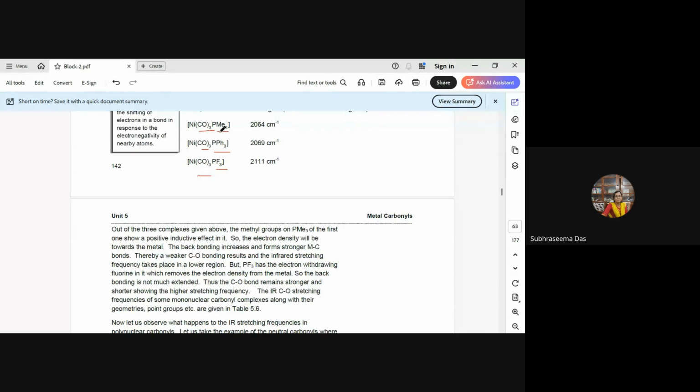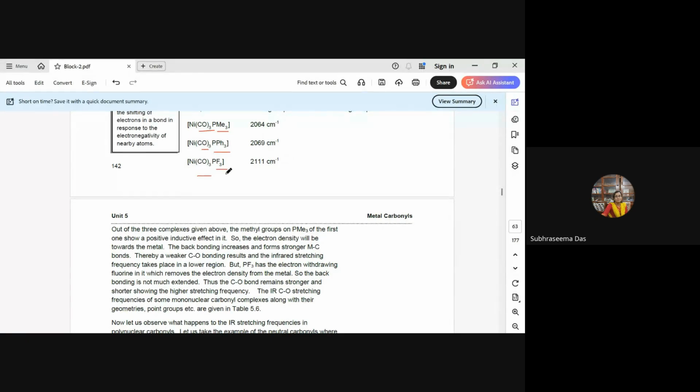The methyl groups on the PMe3, we know that they show a positive inductive effect. So because of this inductive effect of the methyl groups, the electron density will be pushed towards the metal, so the back bonding increases and the M-C bonds here are stronger. So therefore, once the metal to carbon bond is stronger, the CO frequency will be lowered. So that is why it occurs in a lower region.